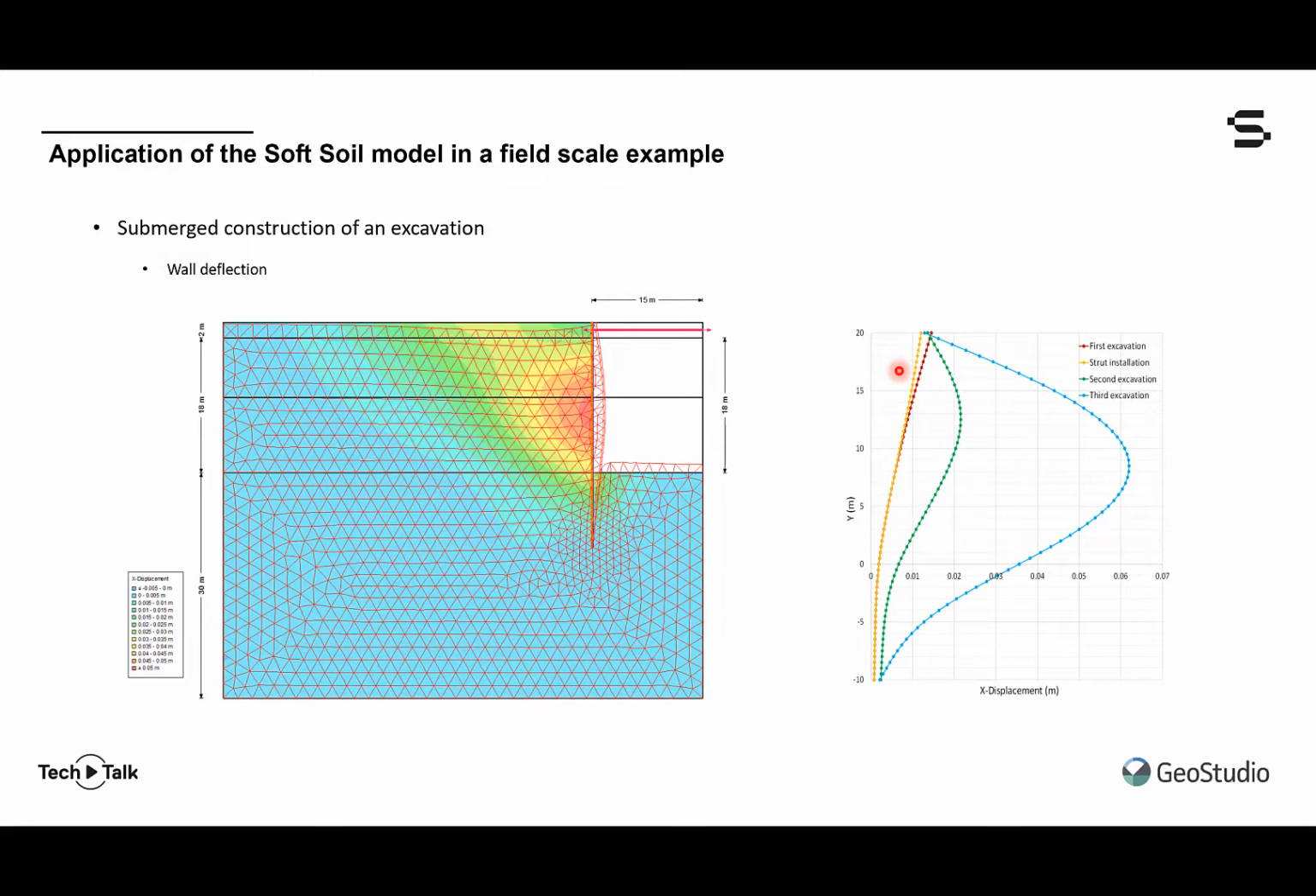In addition, the maximum deflection of the wall is at about 22 millimeters after the second excavation, and then finally 62 millimeters at the end.